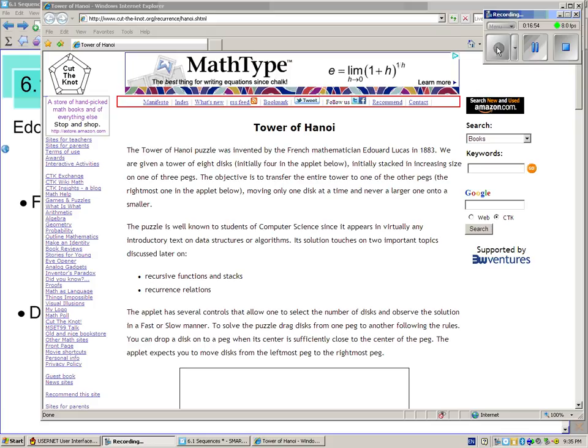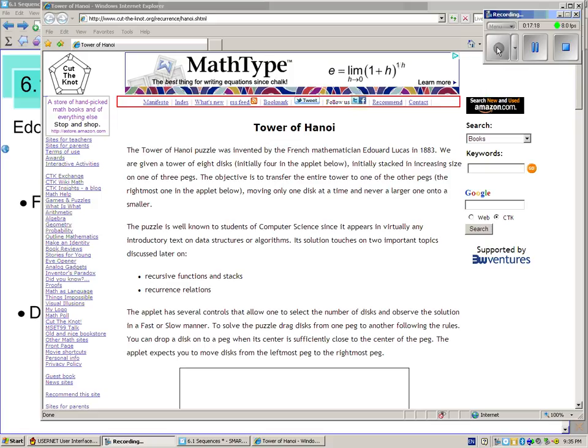Okay, this gives us a little bit of background on the Towers of Hanoi. It's a puzzle that was invented by the French mathematician Edouard Lucas in 1883. We are given a tower of 8 disks. In the particular case we're going to see below, it's going to start with 4, but we can increase that. They're initially stacked in increasing size on one of 3 pegs.